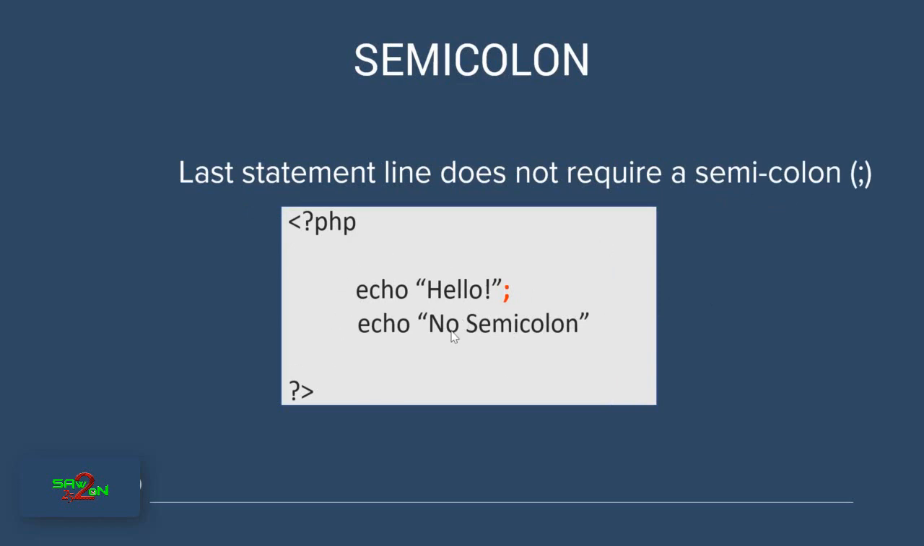This code will compile perfectly even though the semicolon is not there, so don't get confused when you see this kind of code wherein the last line doesn't have a semicolon. It's okay to leave out the semicolon here.